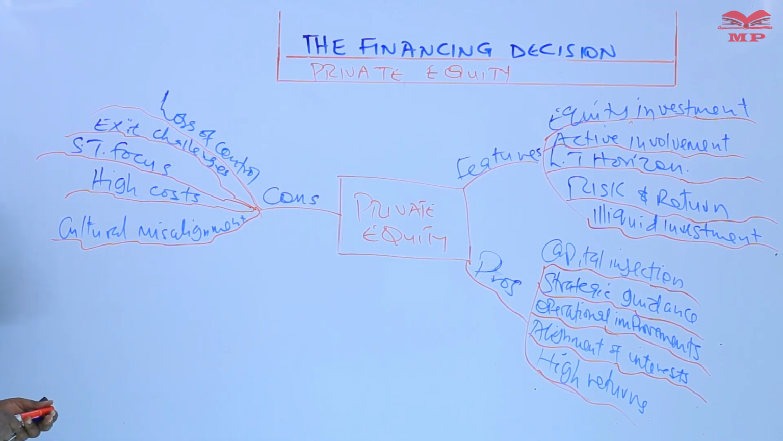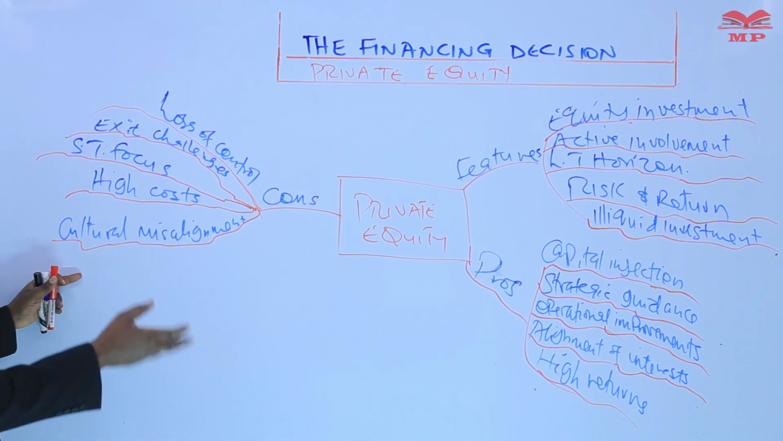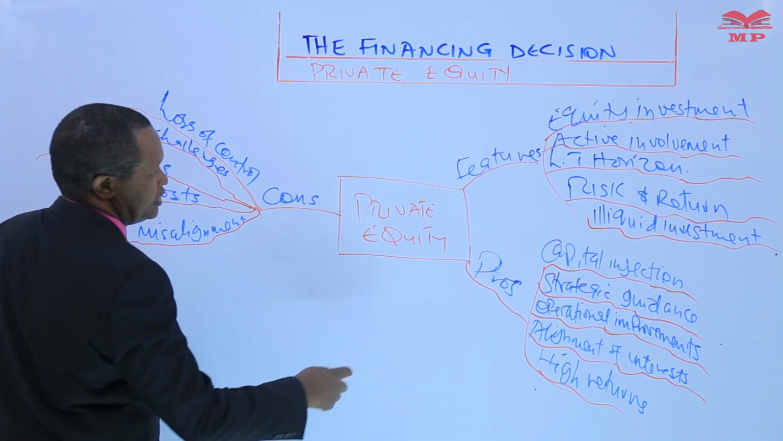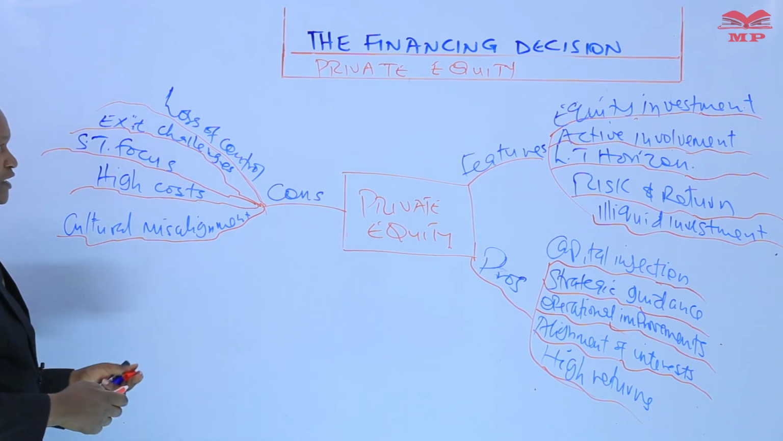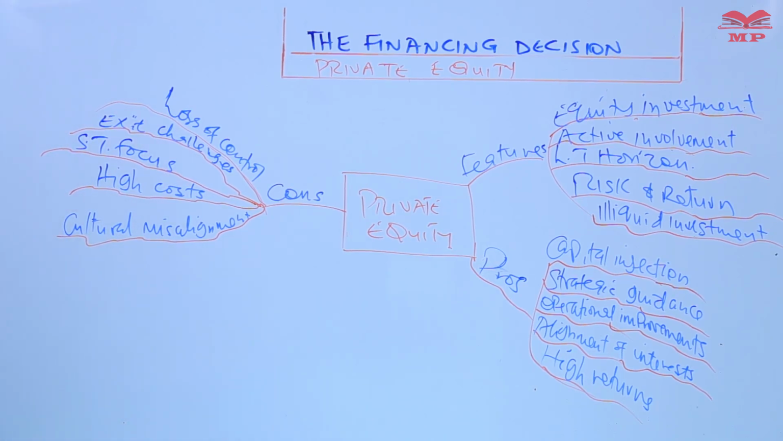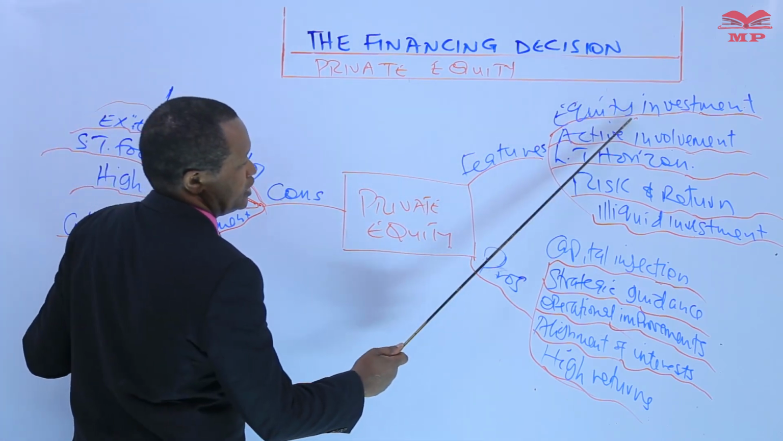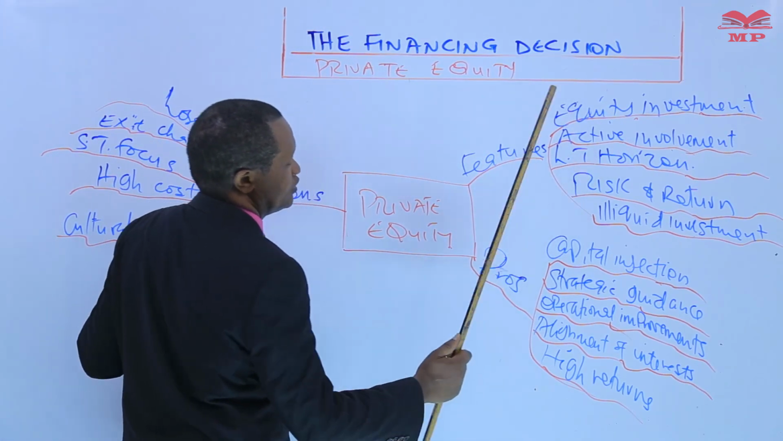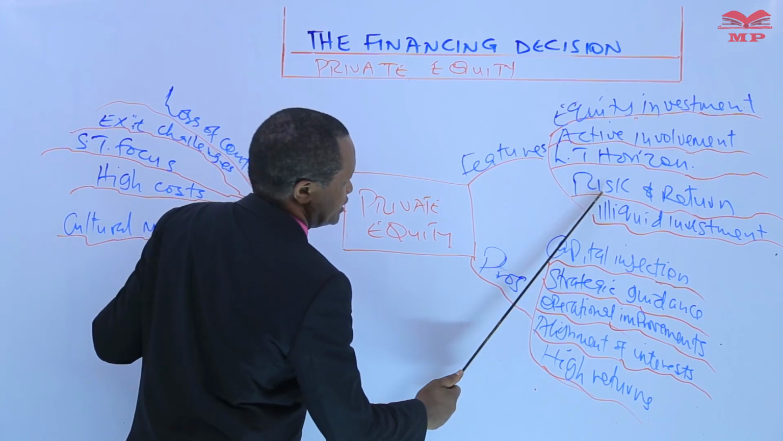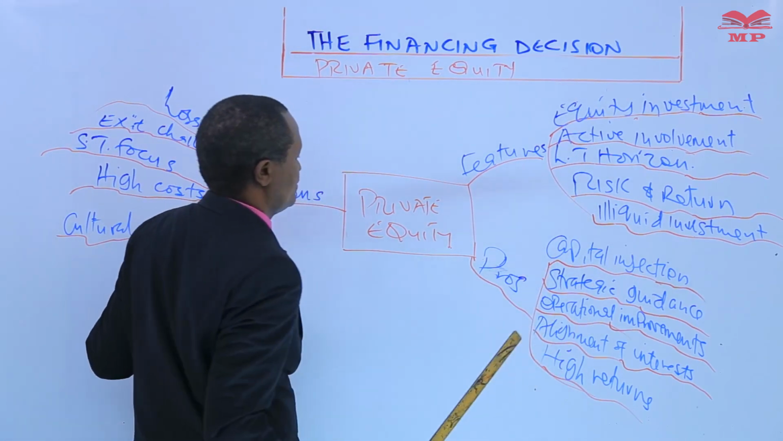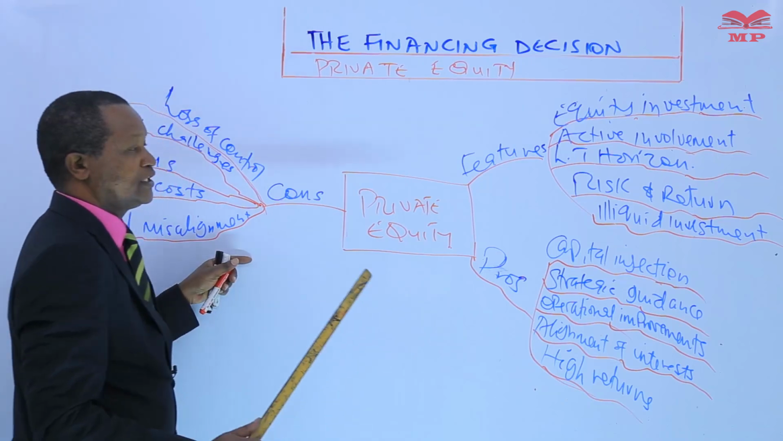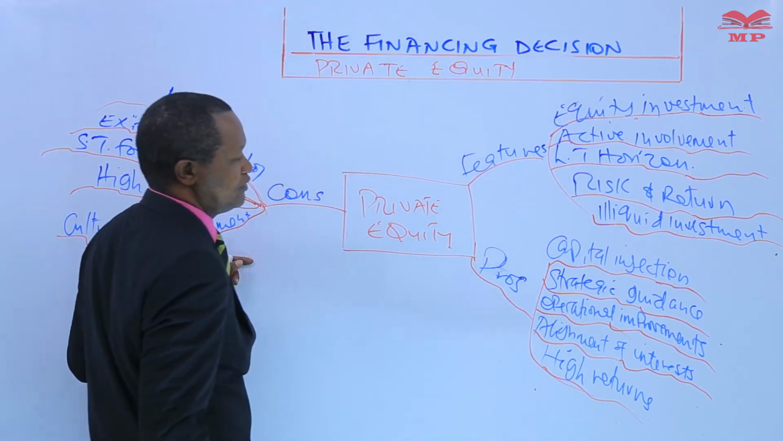So candidates, these are the benefits, the features, and the disadvantages of private equity. We have identified 5 features. The first feature is equity investment. Number 2, active involvement. Long-term horizon. There is a feature related to risk and return, and illiquid investment. We've outlined 5 benefits of private equity. One is capital injection.